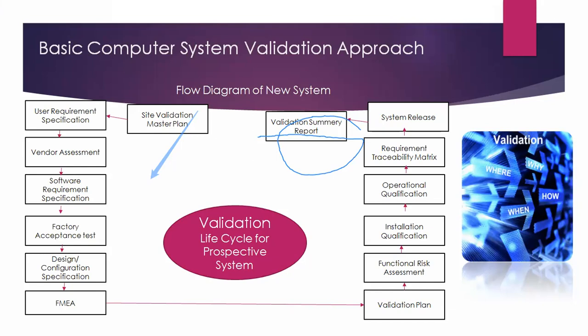After handing over the machine to the client side, we will prepare the validation plan. The validation plan includes all validation activities like IQ, OQ, PQ, FRA, system release, requirement matrix, and their concept and their approach. What is the FRA approach and OQ approach?